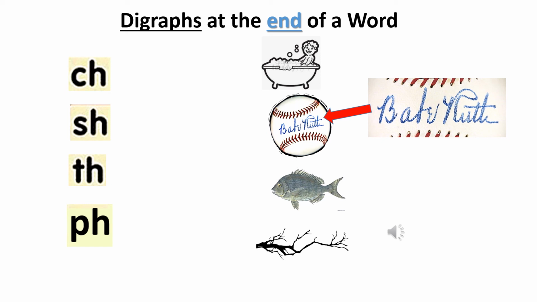Let's see how you did. The digraph CH you hear at the end of the word branch. The digraph SH you hear at the end of the word fish. TH you hear at the end of the word bath. And PH, which makes the F sound, you hear at the end of the word autograph.